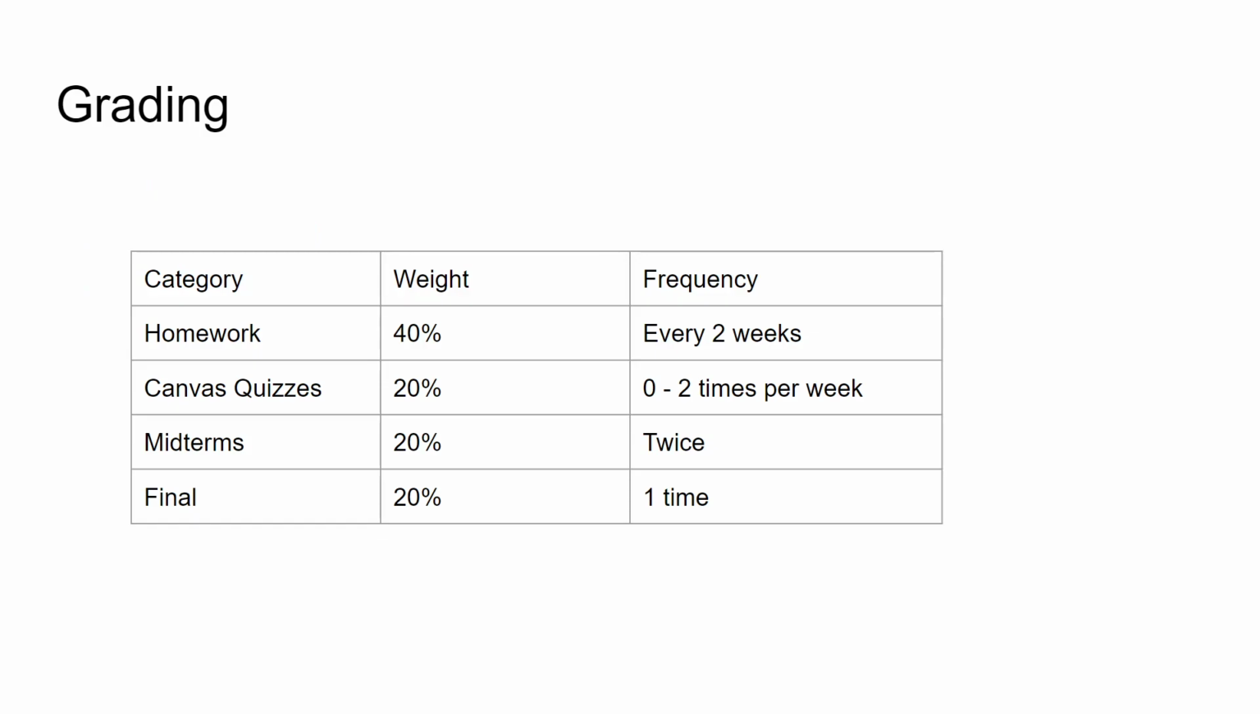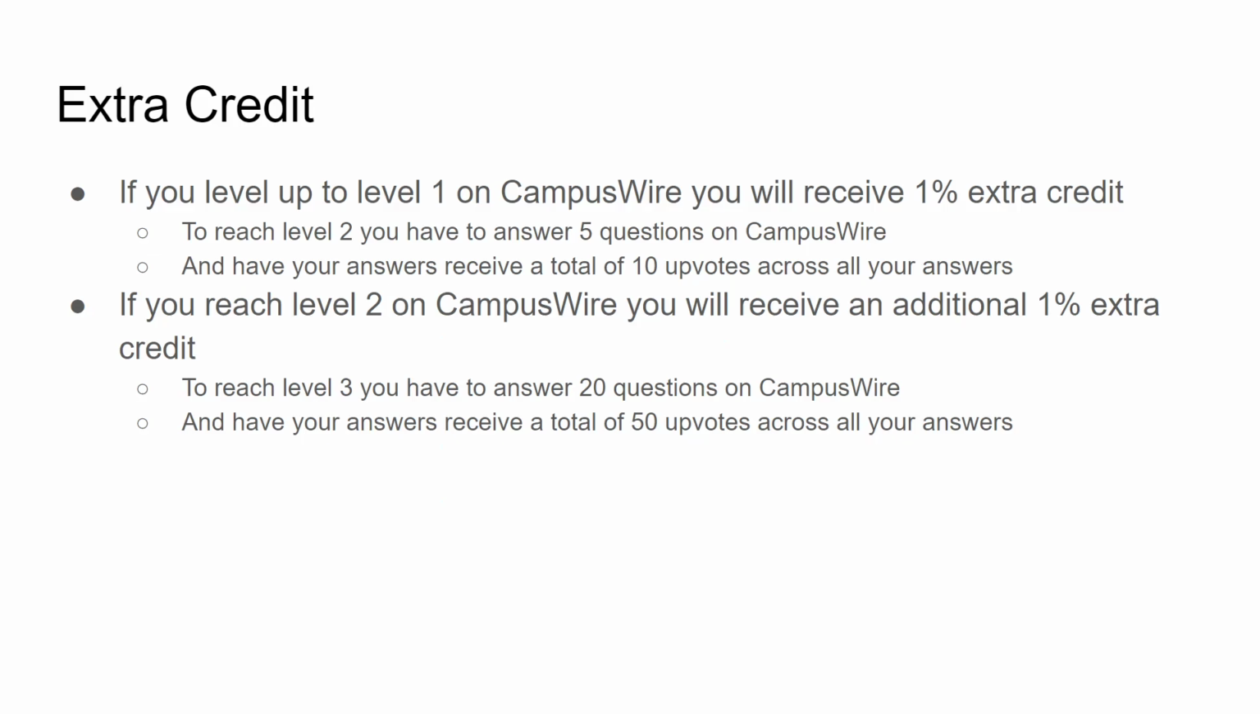So for grading, homework is worth 40%, quizzes are worth 20%, midterms are worth 20%, and your final is worth 20%. You can also earn up to 2% extra credit in the class just by participating. If you're active on CampusWire, you can get 1% if you reach level 1, and if you reach level 2, you'll get an extra 1% credit. So if you're active and asking questions and helping each other out, free extra credit on the table for you.